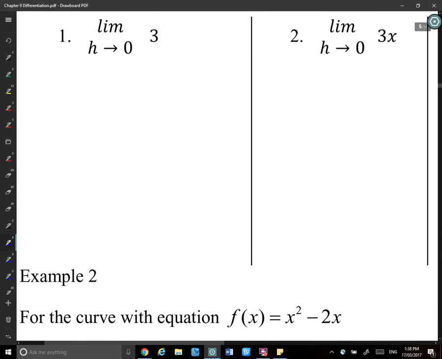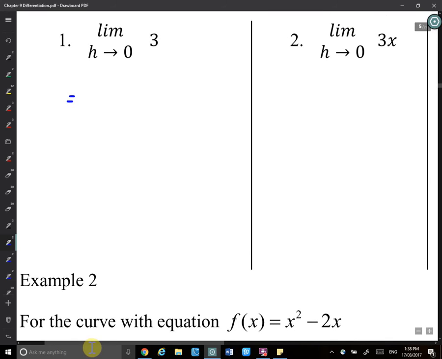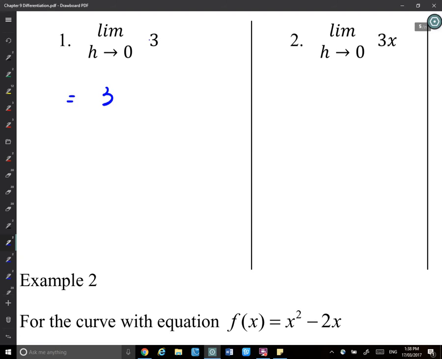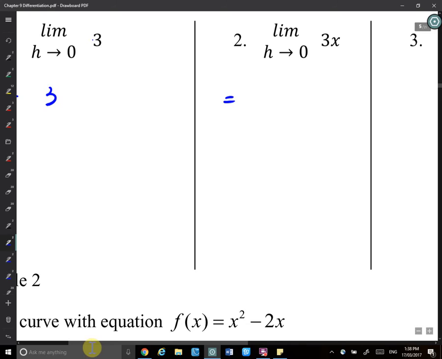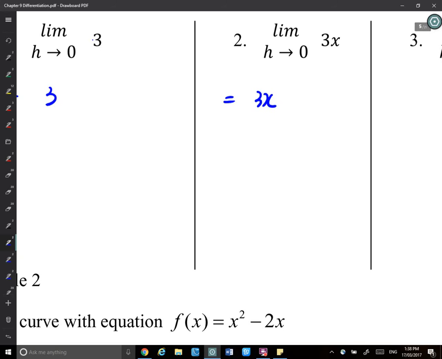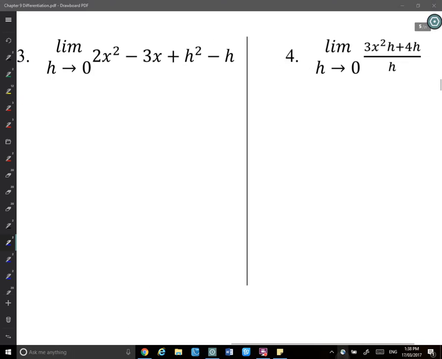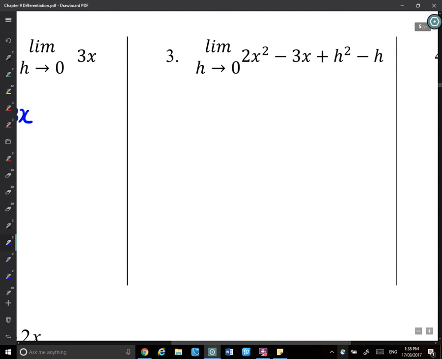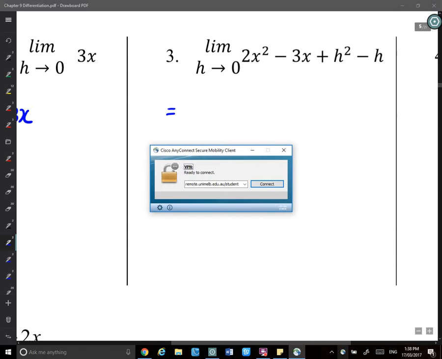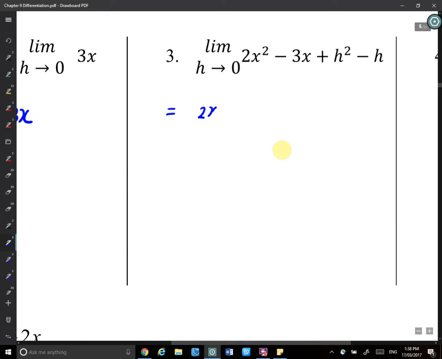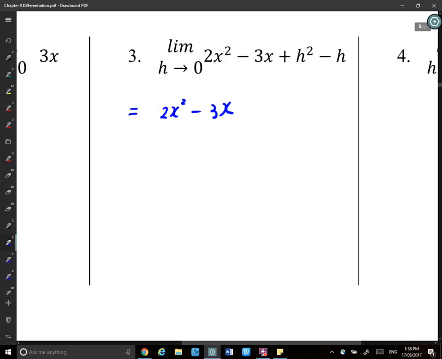So if we have the limit as h approaches 0 of 3, that is just 3 because it's a constant, it's not changing as h changes. And if you have 3x, with h approaching 0, that is still 3x because there's no variable h, so it's still 3x. And for this one, there's no denominator with h, so you just substitute h equals 0. What you have is 2x squared minus 3x.